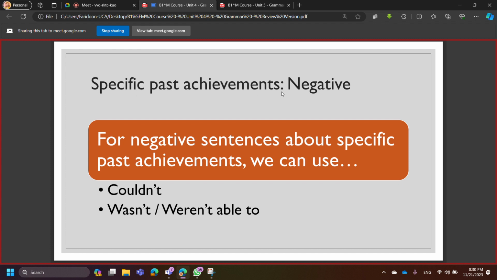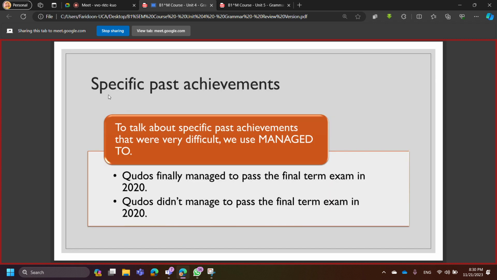Okay, but how to make them negative? Now, for negative sentences about specific past achievements, we can use two kinds of things. We can use couldn't, the negative of could, or we can use wasn't or weren't able to, again, the negative of be able to in the past. Okay?